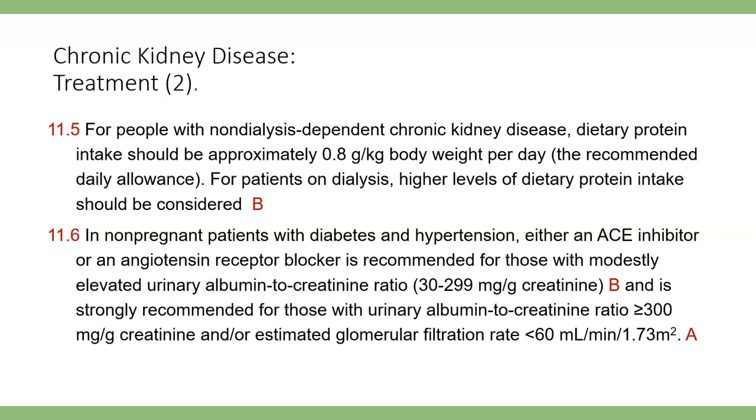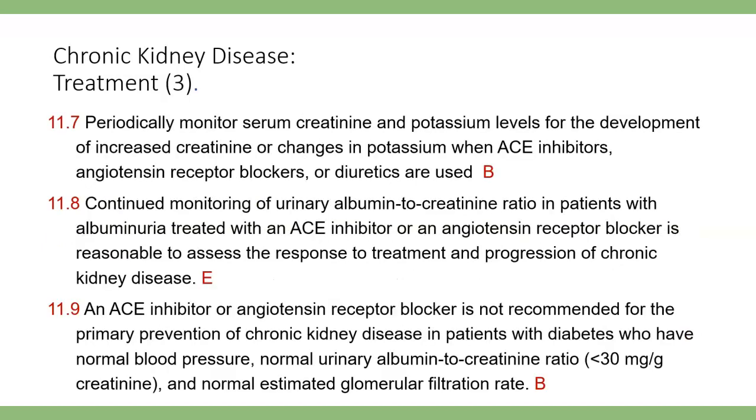Protein intake, they need to watch that. So that's something, let's not forget about the diet, and protein should be 0.8 grams per kilogram of body weight per day. That's the recommended. And dialysis patients is a little bit different. If you're not pregnant and you have diabetes and high blood pressure, an ACE or ARB is recommended with elevated urinary albumin to creatinine, and strongly recommended if it's greater than 300 and a GFR of less than 60. You always want to watch the creatinine and potassium levels.